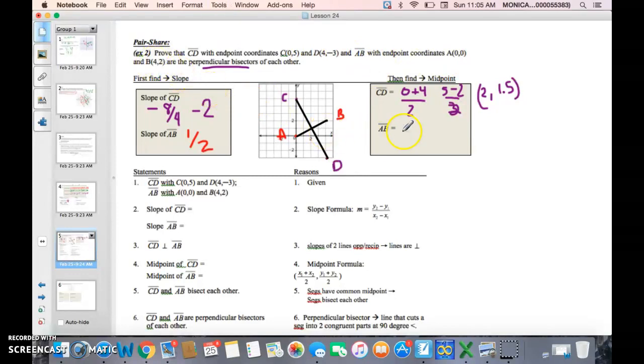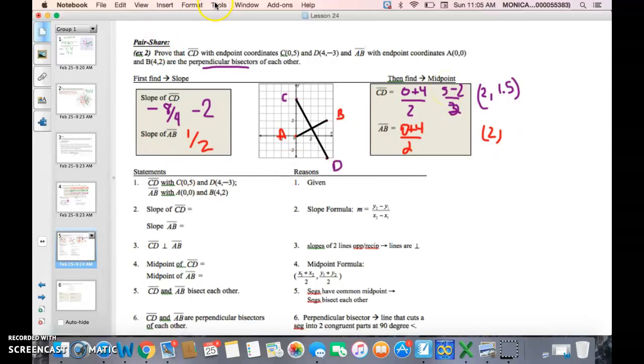So AB, let's see. 0 plus 4 divided by 2. So yes, that lines up at 2. And then the other point is at 0. Oh, I see the mistake I made. This is supposed to be a 1, not 1.5. I made a small error here.